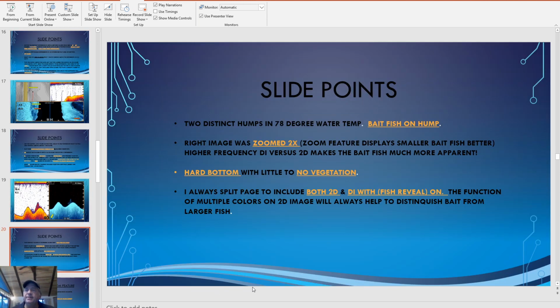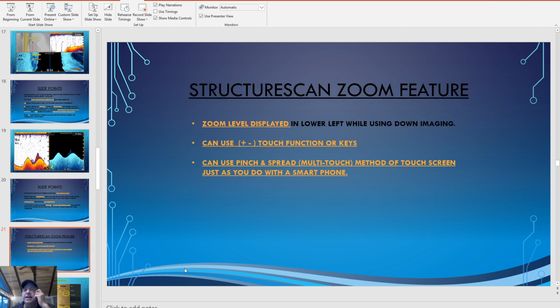Slide points on that. Again, they're there for your review later on if you want to check this out on my YouTube channel. I just went over all of that. So for the sake of saving time and moving along, I'm going to talk about the next slide and then some more images. So again, this particular slide is still talking about the slide that I contrasted between 2D sonar and down imaging.